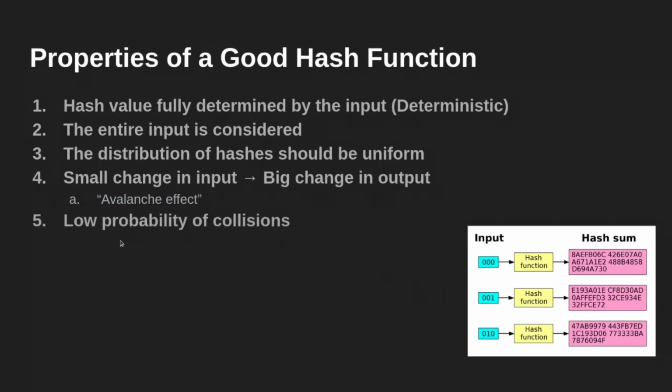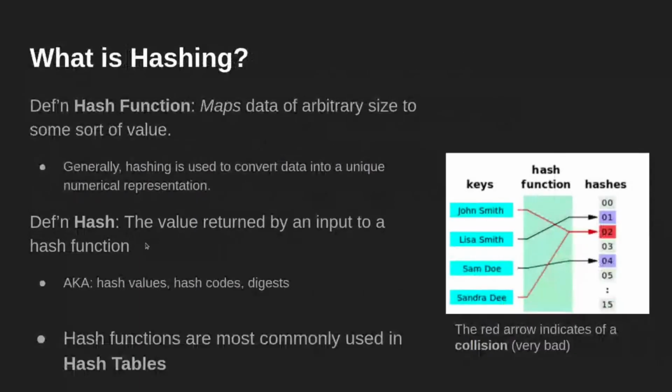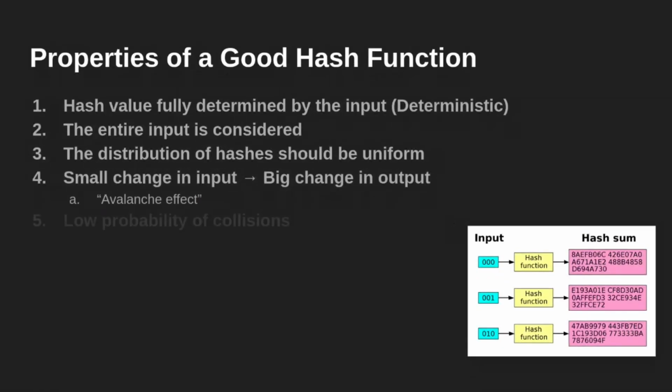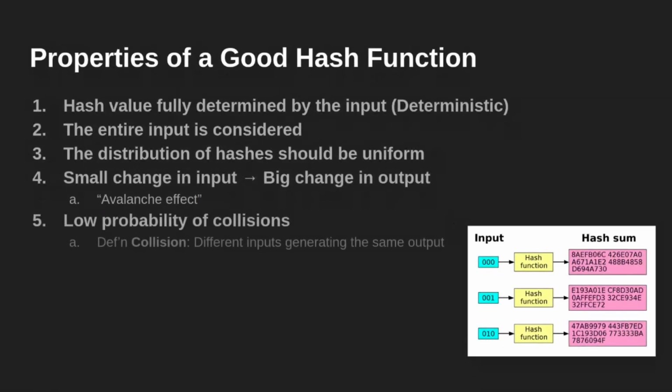Another property of a good hash function is that there should be a low probability of collisions. A collision, which we saw on the last slide, is when two inputs generate the same output. For this hash function, John Smith and Sandra D generate the same output, or the same hash, and that's usually pretty bad. But I'm pretty sure sometimes collisions are unavoidable for hash functions. So yep, a collision is just different inputs generating the same output.